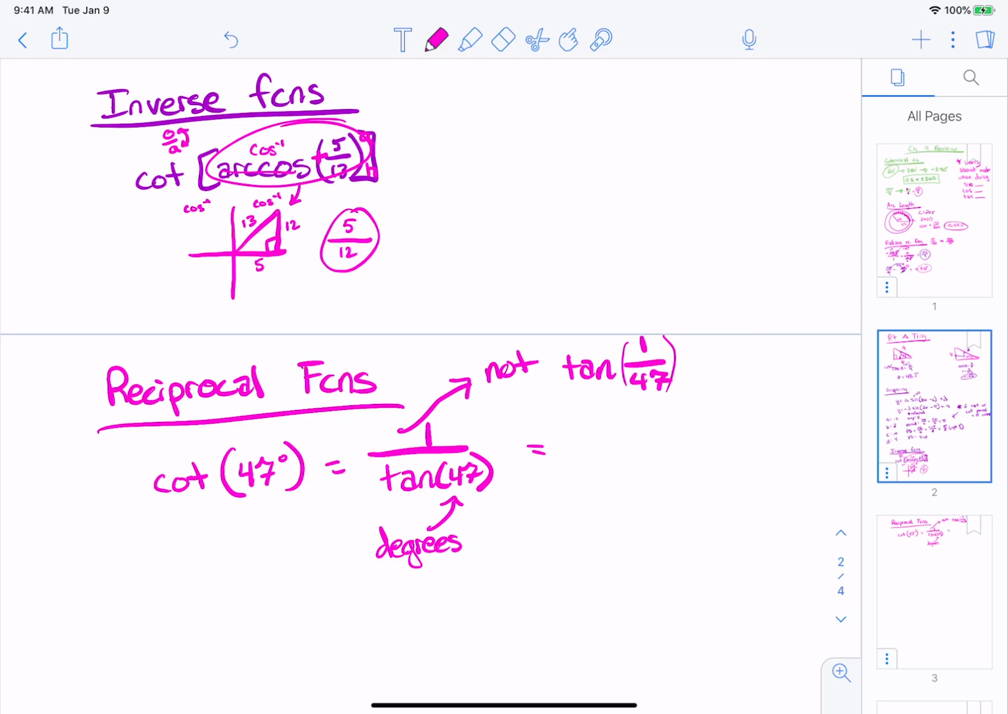Are you sure? I will do it your way too. I just want to make sure that you're using the right button. 1 divided by tangent. It's the same answer. 0.933. There you go.